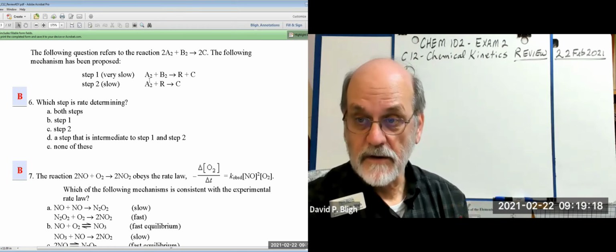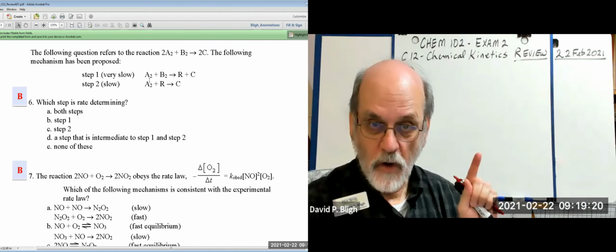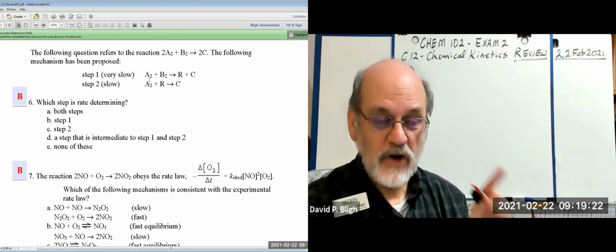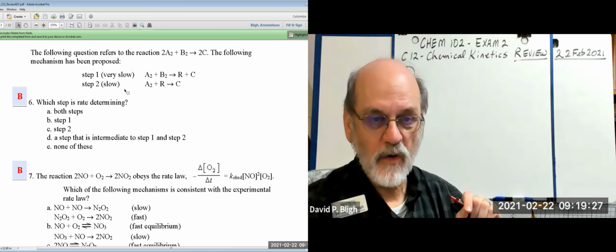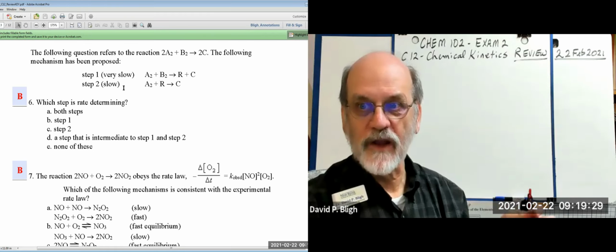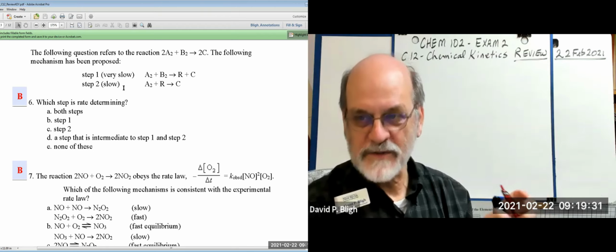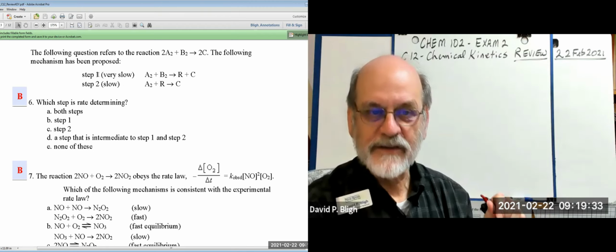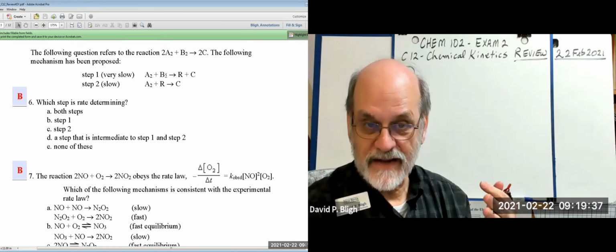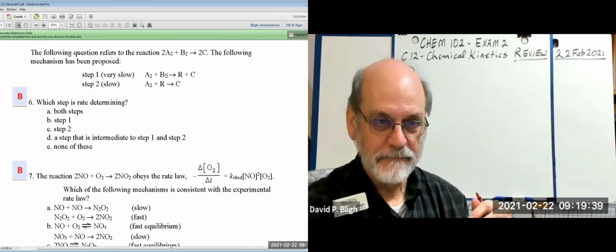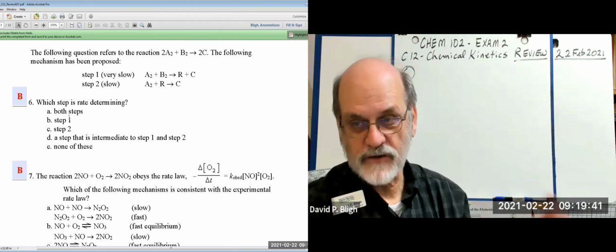Second condition is the overall rate is determined by the slowest elementary step. So which one is the slowest? They're both slow, right? But one of them's got to be slower than the other. And step 1 is the elementary step that is the rate determining step. So that's why the answer is B.